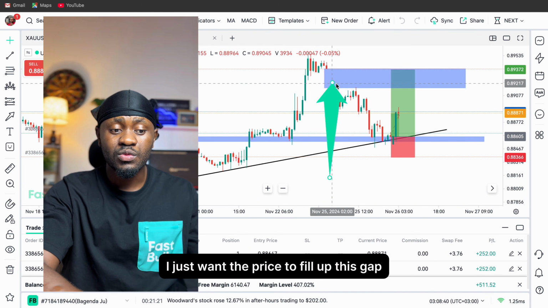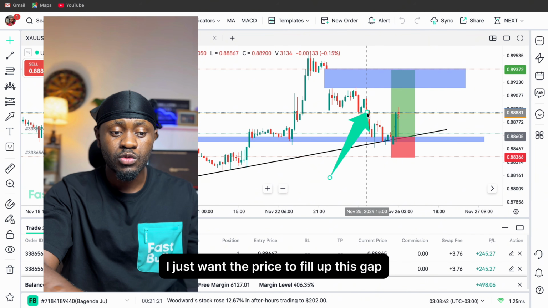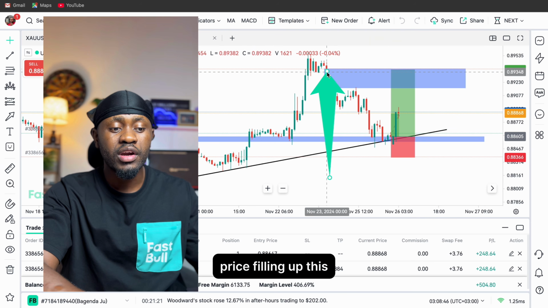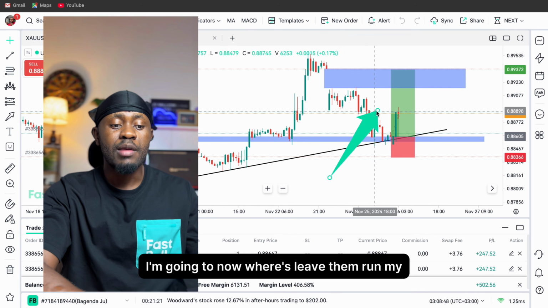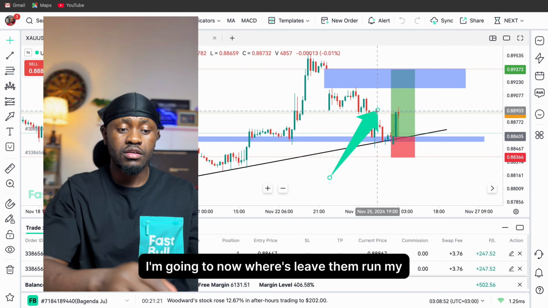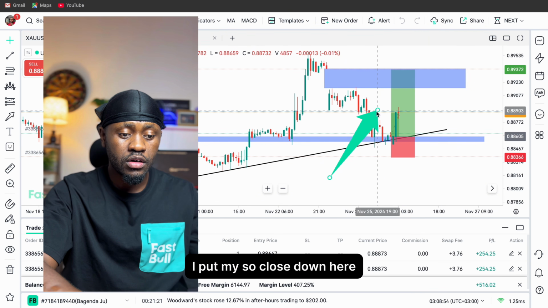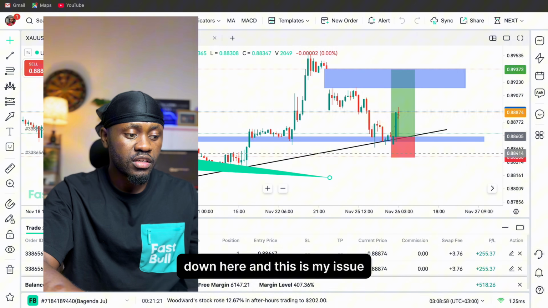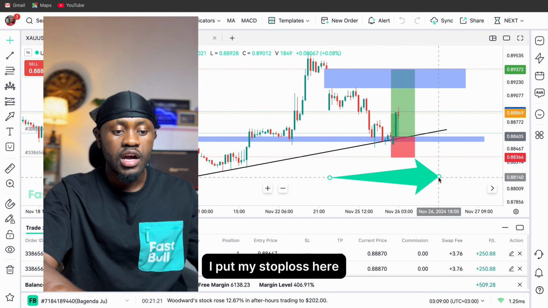I just wanted price to fill up this fair value gap for my take profit 1, take profit 2 for price to sweep all this liquidity above here, and also price filling up this gap right here. So I'm going to leave them run. I put my stop loss down here, as you can see, and then this is my entry. So I put my stop loss right here.